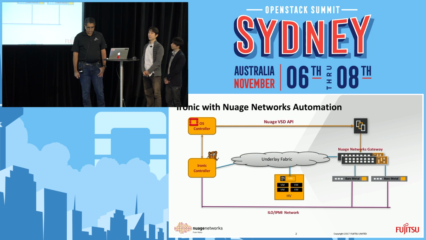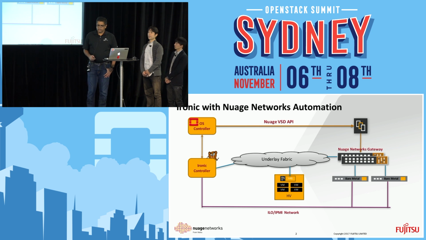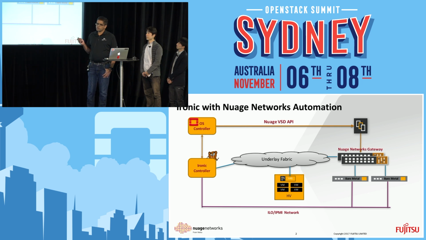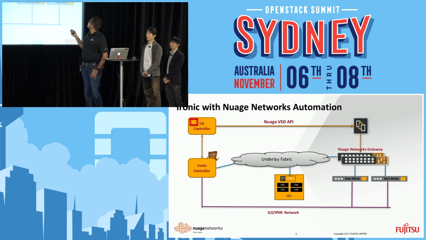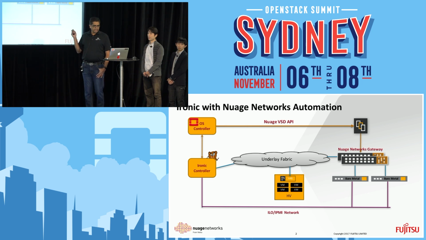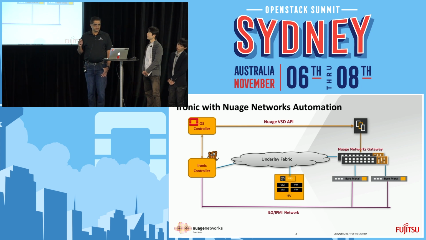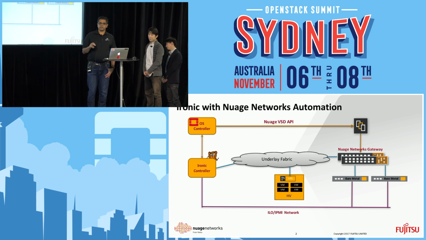Quick overview about the Ironic integration. As you know, on the OpenStack controller, we have a Neutron plugin for Nuage. The Nuage Neutron plugin talks to our policy layer, which is called the Virtualized Services Directory, and that in turn orchestrates the ToR. In this case, it's a Nuage network gateway. We have two variants of it, one called the VSG and another one the WBX. It's a 40 gig versus a 100 gig variant. So the total automation is happening from the controller to the VSD to the ToR switch.